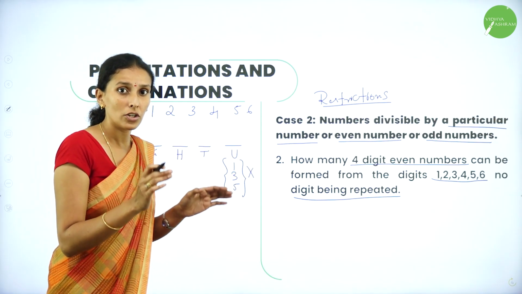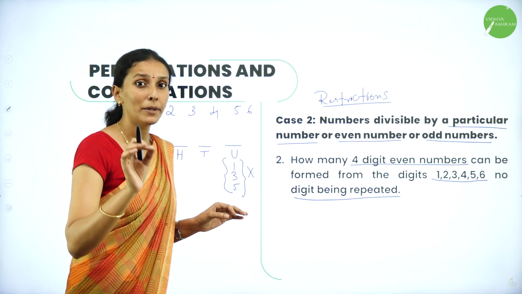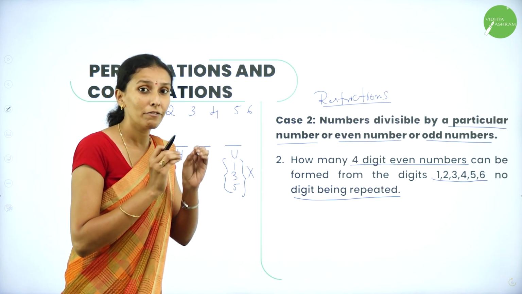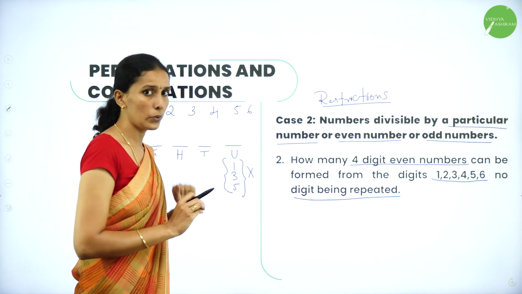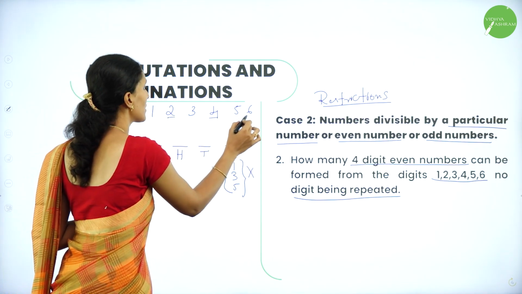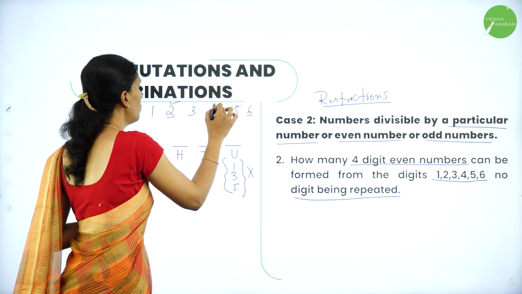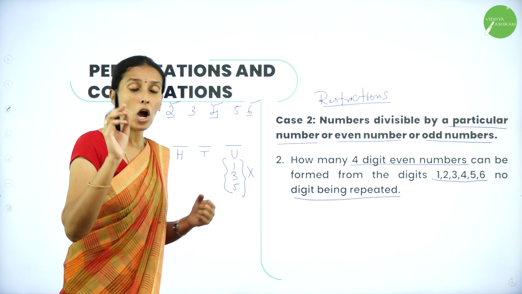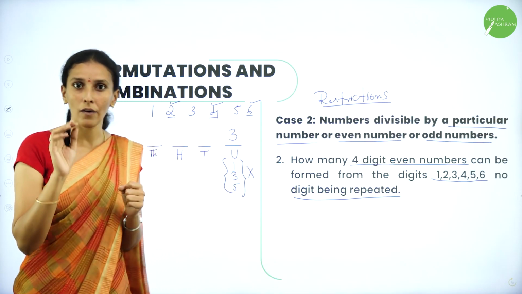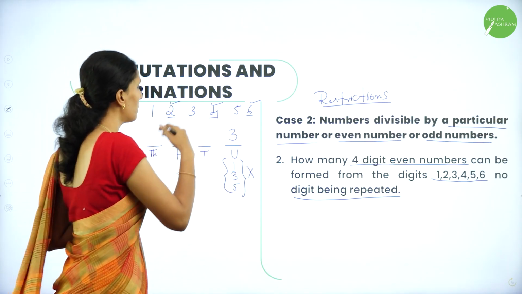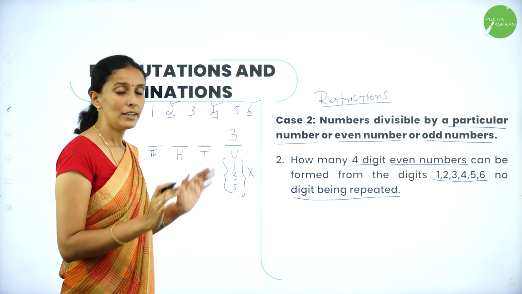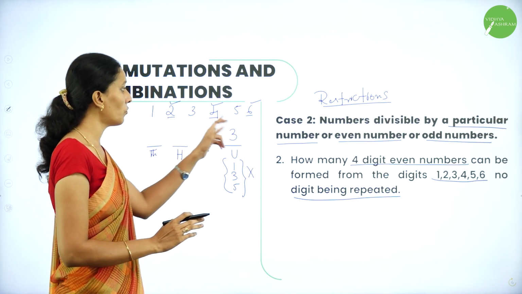So whenever the restriction is in a particular place, fill that place first. Since I have the restriction on the units place, first let me fill the choices of the units place. So what are the choices I have for the units place? That is only 2, 4, 6. So I can fill 2, 4, 6 in the units place. So how many choices do we have for the units place? That is only 3 choices. Okay, I cannot put 1, 3, 5 here because it becomes an odd number. Since I am supposed to form an even number, I have only 3 choices, that is 2, 4, 6.